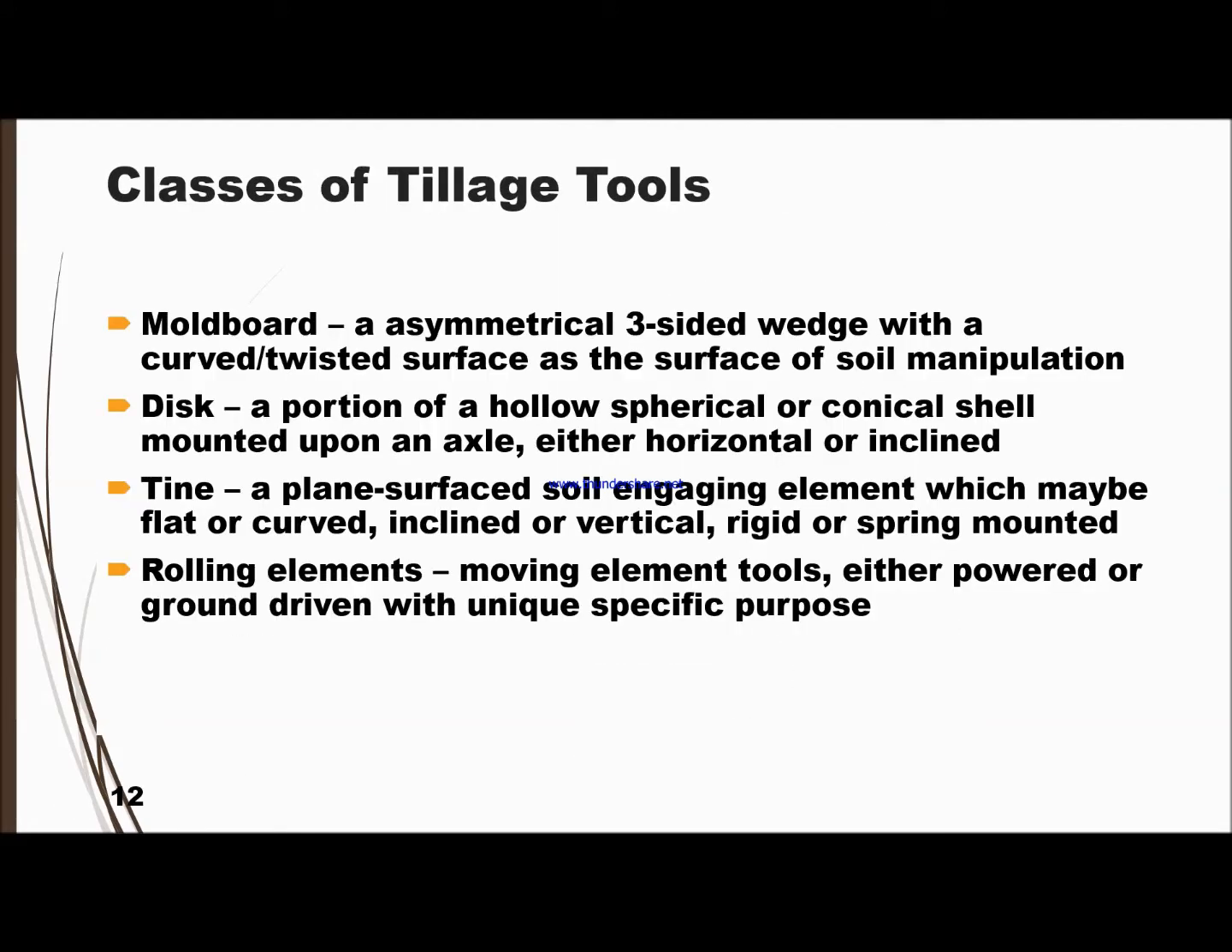So tillage tools can be classed into a few categories. First, moldboard, which is a symmetrical three-side wedge. This is like a plate. Okay? Tine, plain surface soil engaging element.